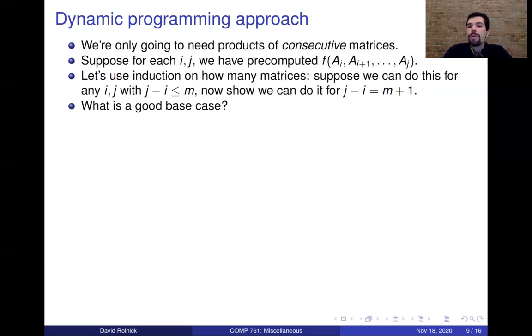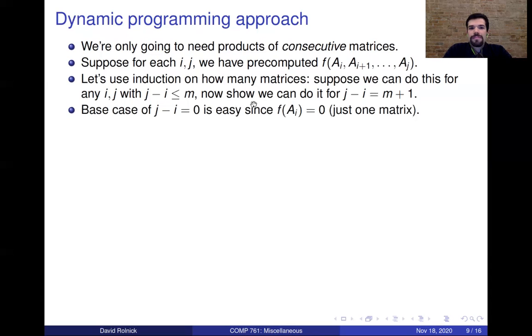Yes, we're inducting on n. Two matrices is a perfectly fine base case, but let's actually make it be only one matrix. So j minus i equals 0. The number of operations we need is just 0. We don't have to multiply anything. Always pick your base case to be stupidly small.